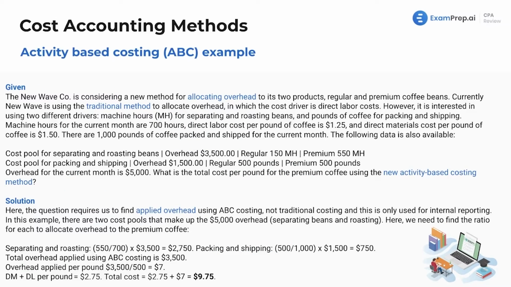Well, this may look like a lot, and it is. There's no denying that, but I am going to work with you to demystify it and break it all down. We've got an example of activity-based costing. Now, we'll look at this, and what's the question? Well, I want to read that first. What is the total cost per pound for the premium coffee using the new activity-based costing method?